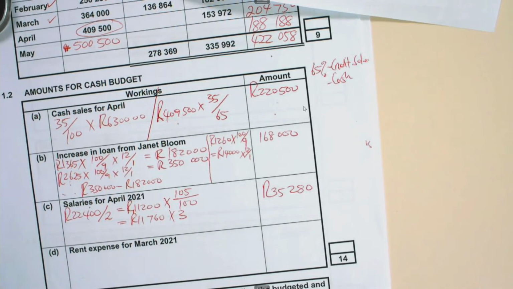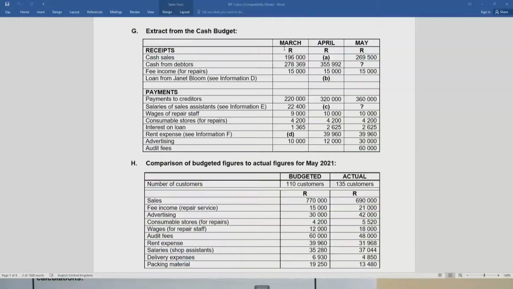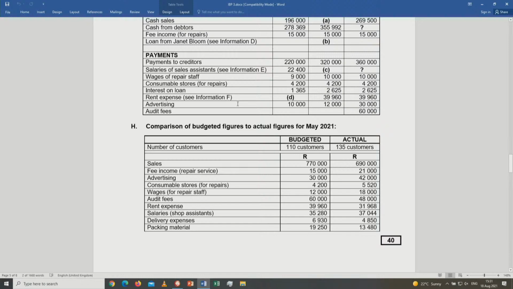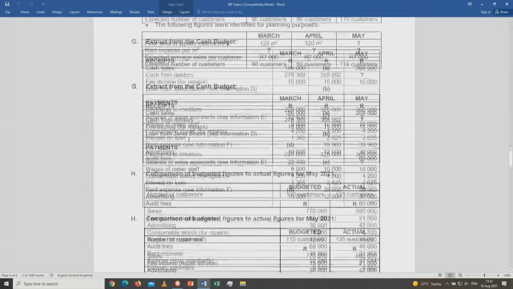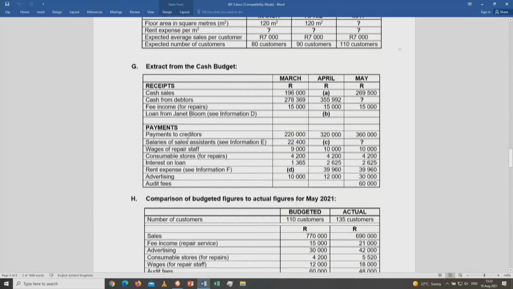All right. Then let's look at D. It says the rent expense for March. See information F. Let's look at F. The directors secured premises in a local shopping mall from Propco Limited with enough space to cater for the expected number of customers. Rent is charged per square meter according to the floor area. The rent increased by 11% per annum, commencing from 1 April. In other words, rent for April had an increase of 11%.